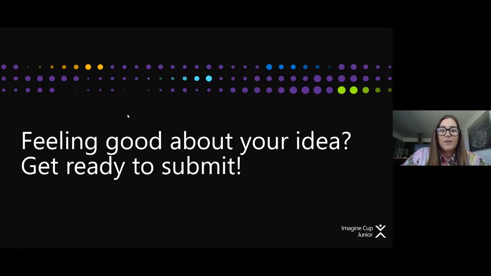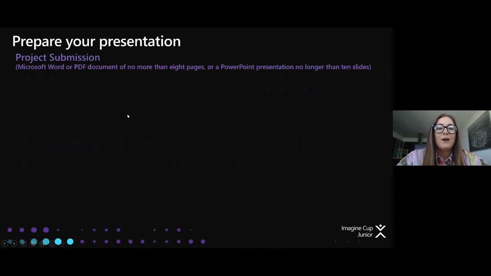All right, so we are going to go through how to prepare your project submission. Okay, so it can be a Microsoft Word document or a PDF document, but no more than 8 pages. Or if you would rather, you could do it in a PowerPoint presentation, but just make sure that it's no longer than 10 slides. Then your project submission should have a title page or a title slide. So if I was doing a title page, what I usually include on it is the date, my name, the project title. It's kind of like a cover page to let the person know what they're about to be reading.